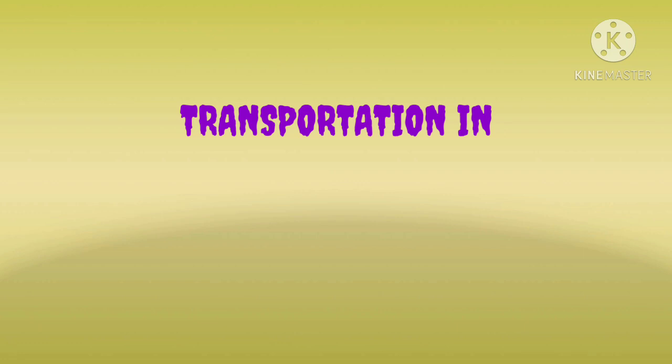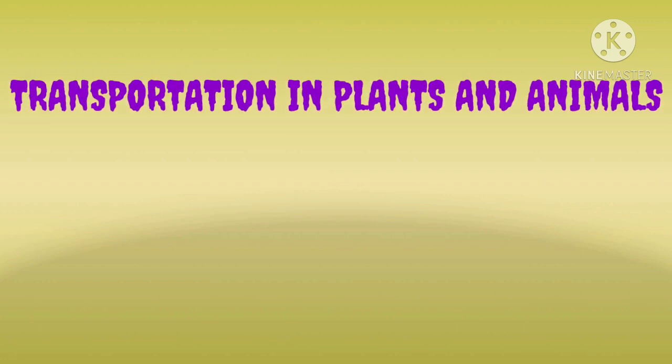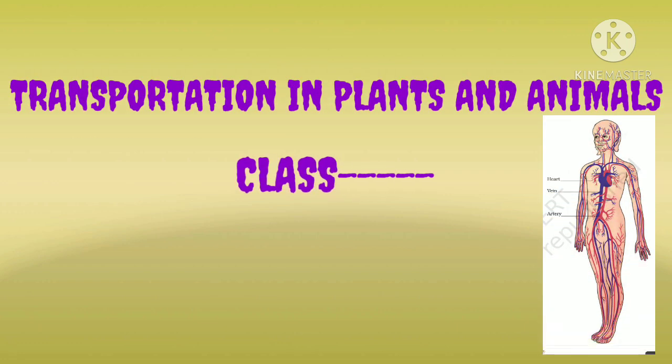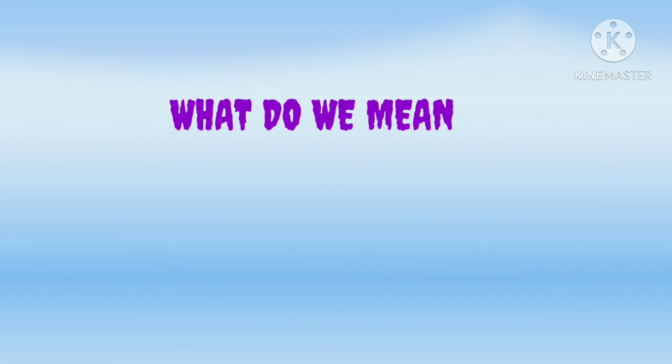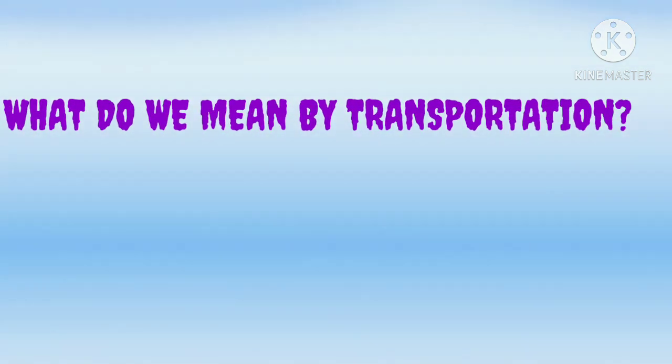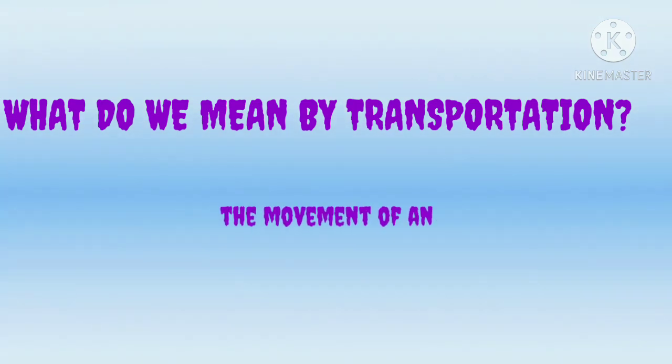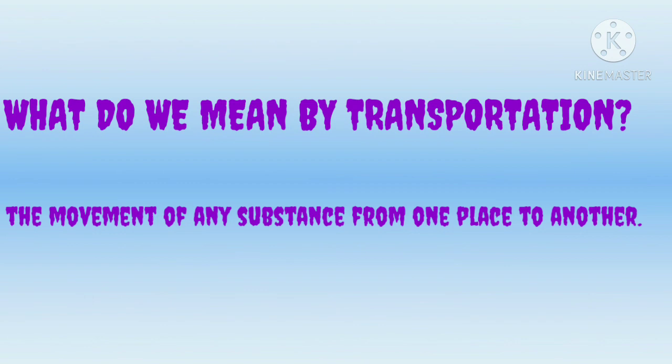So students, a very new chapter for class 7 is Transportation in Plants and Animals. So today we are going to learn about transportation. First of all, let us understand what we mean by transportation. What is transportation? The movement of any substances from one place to another is known as transportation. It's a very simple definition of transportation, right?